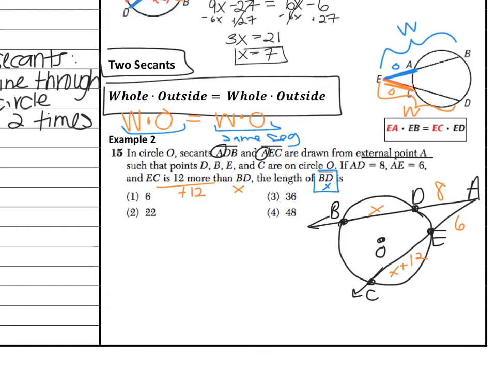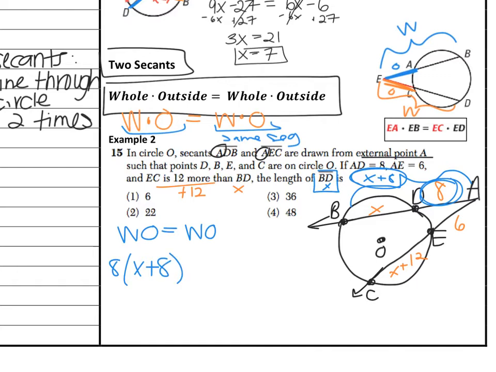So when we have two secants, this means we're going to use whole outside equals whole outside because we're finding segments, not angles. So I know that my whole is made up of this whole piece here, X and 8. So that's X plus 8. That's my whole. This is my outside. So I have 8 times X plus 8. And that's equal to the whole here. That's X plus 12 plus 6. But that seems really messy, so I'm going to simplify this to be X plus 18, since 12 and 6 make 18. So I'm going to use this whole times this outside, because it's outside the circle, remember. So we have 6 times X plus 18.